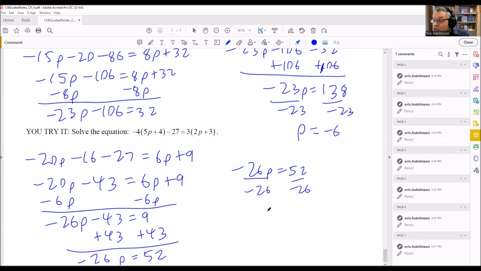Divide both sides by -26. And you're going to get -2 is the answer. Don't forget about that negative there because you are dividing this by a negative here. So since there's one negative, there's one negative in your answer. And that would be your final answer. P equals -2.